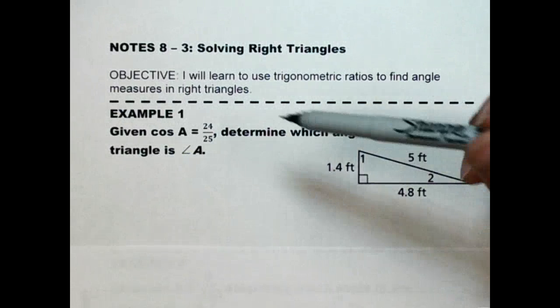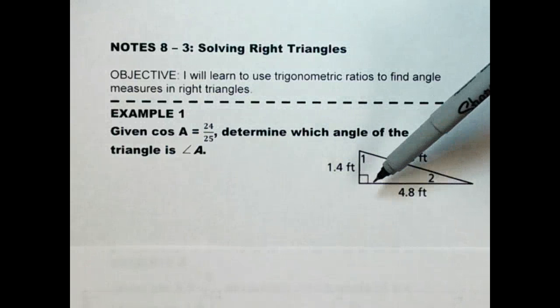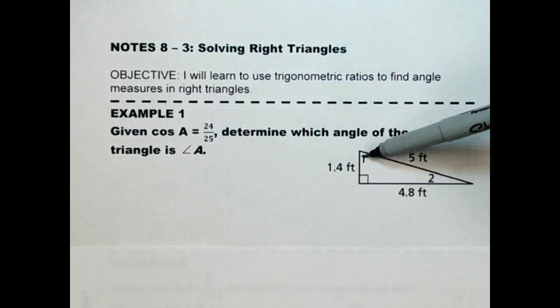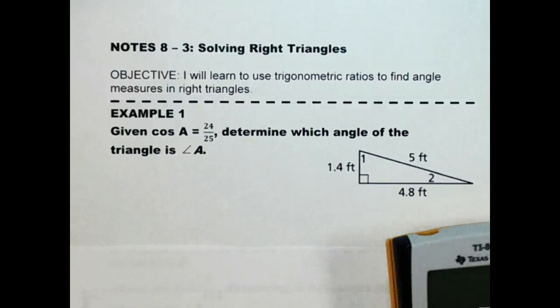Alright, given that the cosine of A is equal to 24 over 25, determine which angle of the triangle is angle A. So I got these two angles, 1 and 2, and I want to figure out which one of these is actually angle A. Right, and this is kind of easy. We're going to use a calculator to help us figure this out.